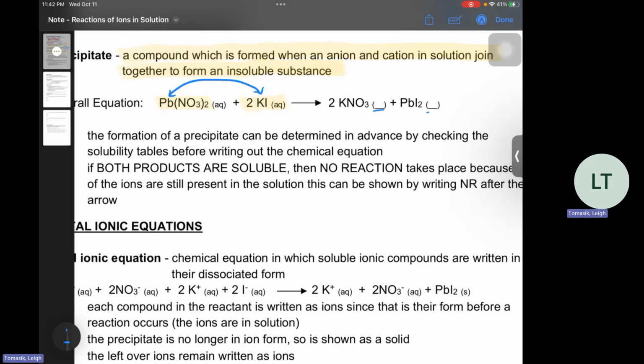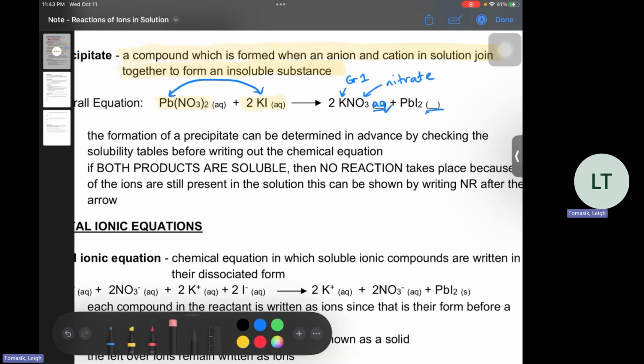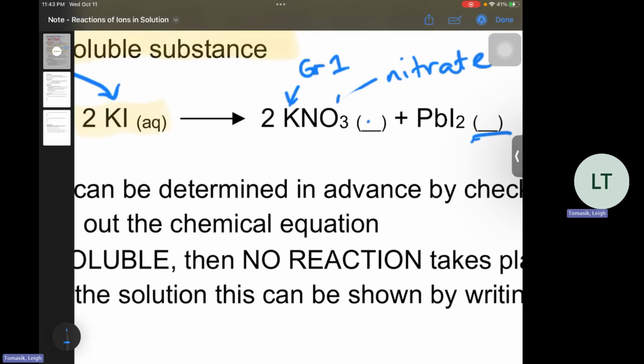As you can see, we don't have their states filled in, so we can practice looking them up on the solubility table. KNO3 is made of a group 1 metal and a nitrate. I don't even need to look that up to know that it is soluble. But I will show you. Anyway, I made this blank way too small.